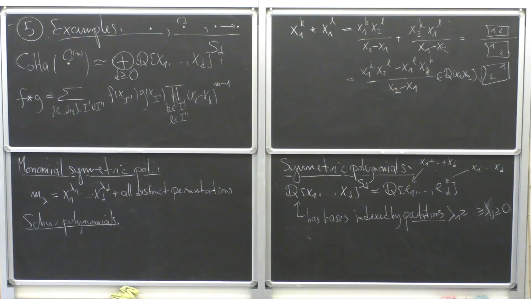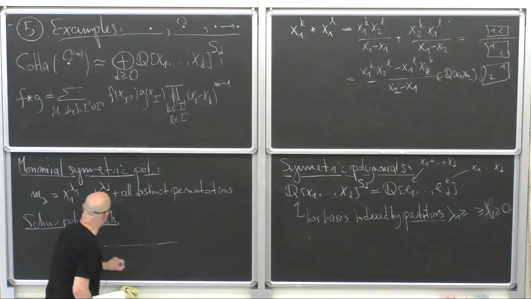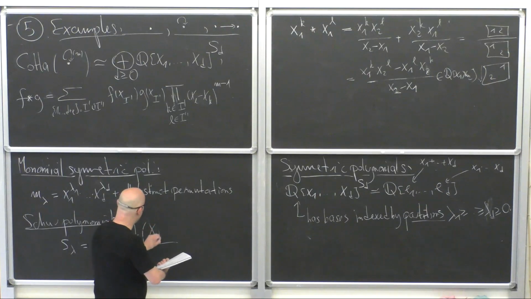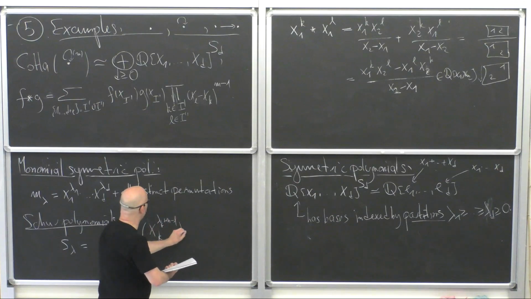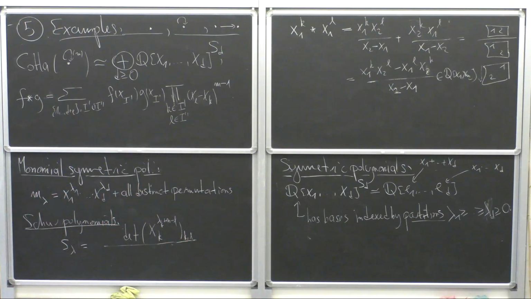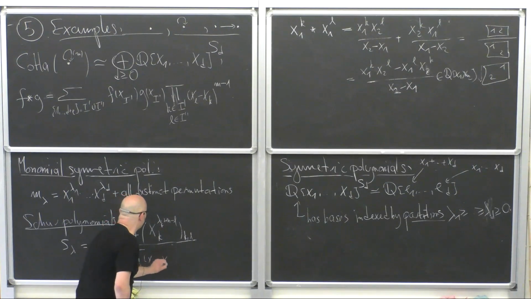So, let me just write it down. The Schur polynomial s lambda is a fraction of 2 things. It's the determinant of the matrix, which has entries xk to the lambda k plus n minus l, if the matrix is indexed by k and l. And then you divide by the Vandermonde determinant, the product over all i less than j, xj minus xi.